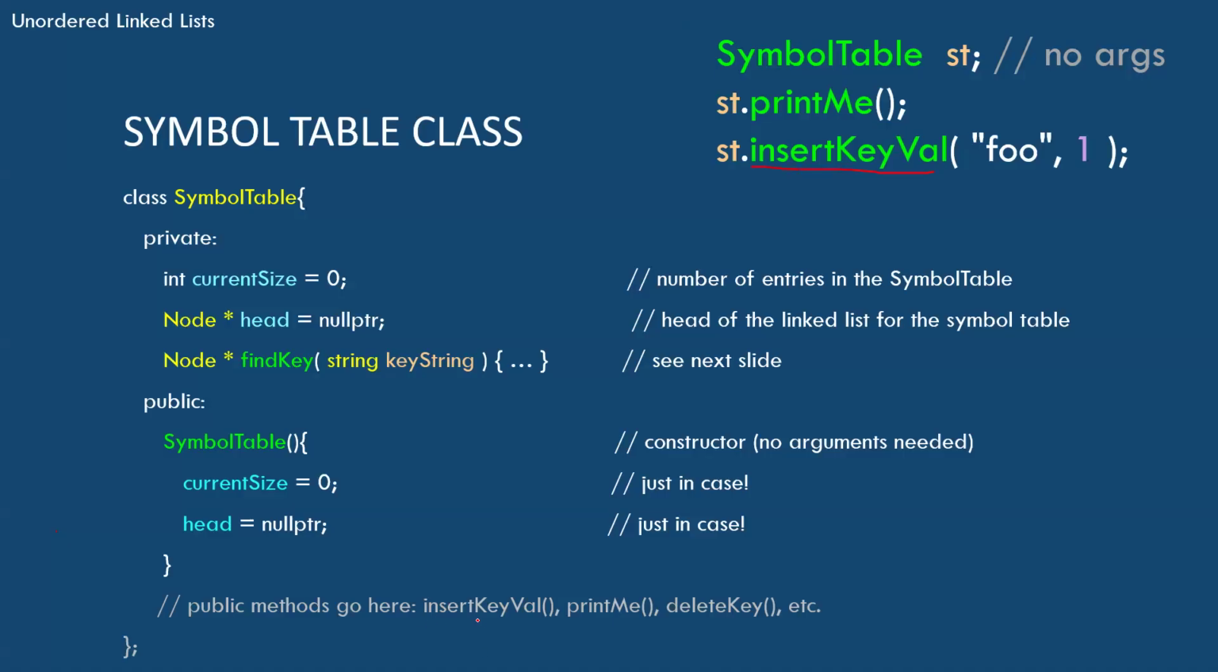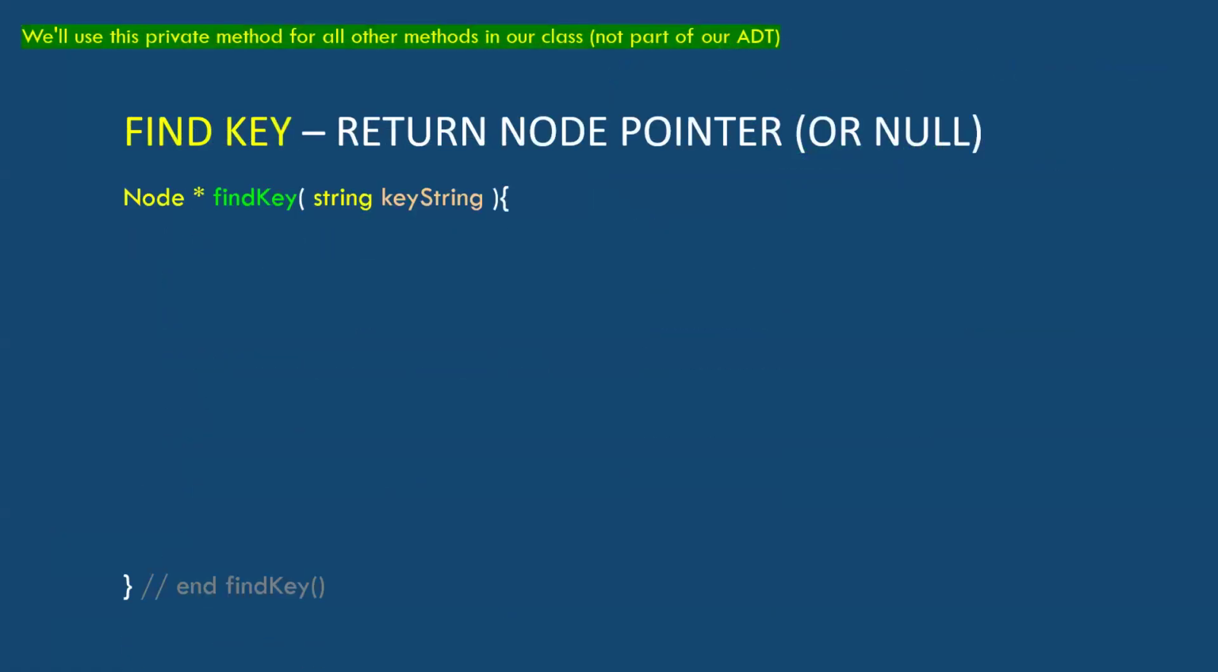Which we haven't really seen yet, but it's going to be that one right there. Okay, so this is what we'd see in our main section of our program, basically. Okay. So let's take a look at our find key method. If someone is looking for a key string in our symbol table, we're going to do some searching. So here's where the pointers come in.